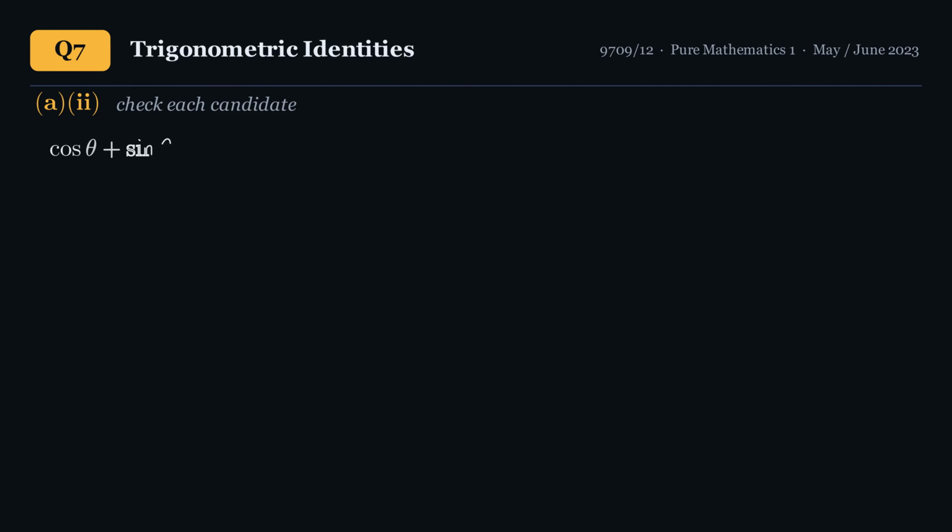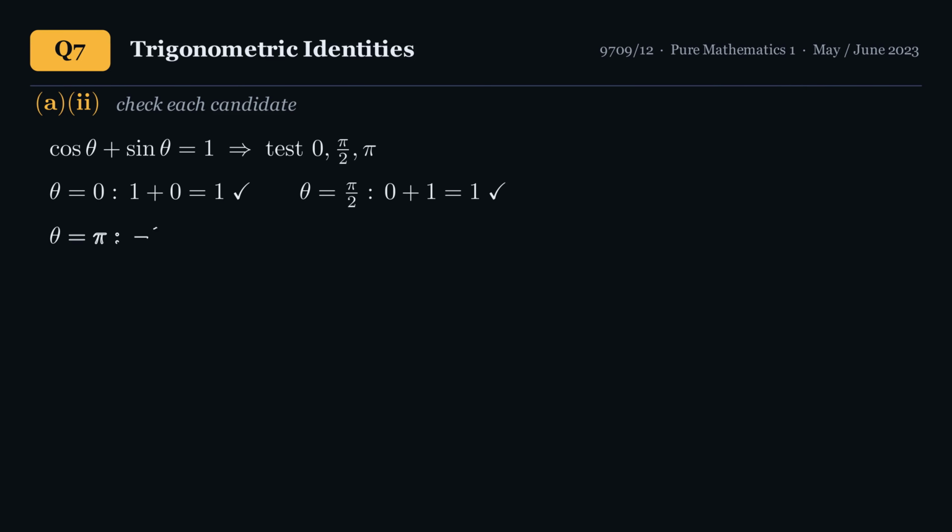Test t equals 0, 1 plus 0 equals 1. Good. Test t equals pi over 2, 0 plus 1 equals 1. Good. Test t equals pi, minus 1 plus 0 is not 1. Reject pi. So only 0 and pi over 2 work.